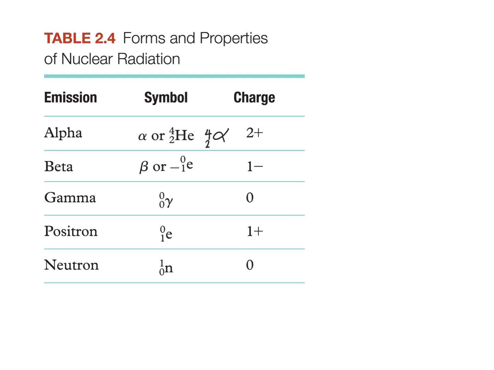Okay. Then for beta particles, we see a beta, a 0, -1 e, or sometimes we can see a 0, -1 beta. Gamma particles are a 0, 0 with the Greek letter gamma, a lowercase letter. Positrons are 0, 1 with an e. So these have the same mass as an electron, but the opposite charge. If you notice, the beta particle has the same mass and charge as an electron. And then we have a neutron, which is 1, 0 n.